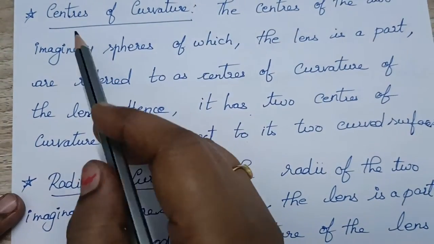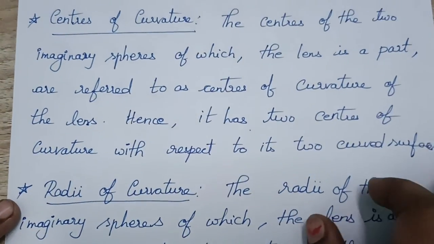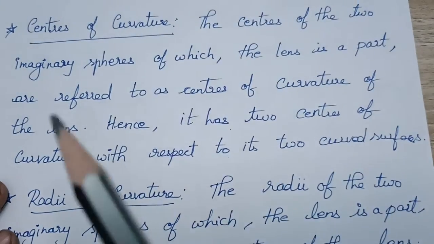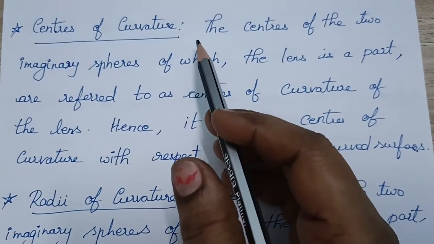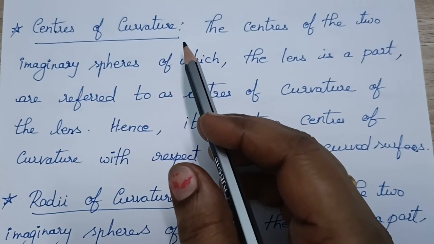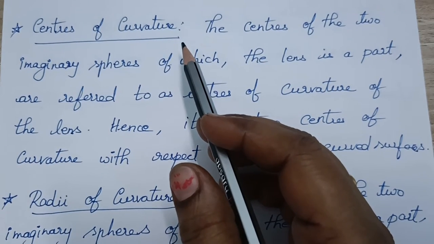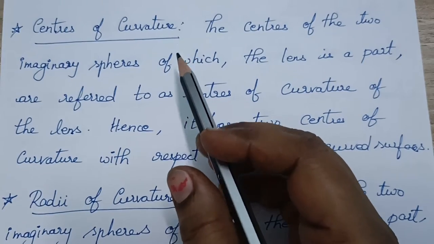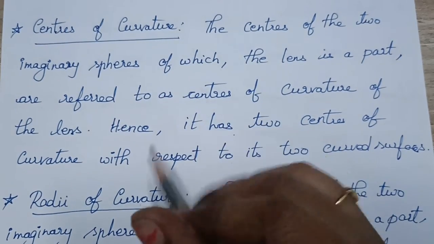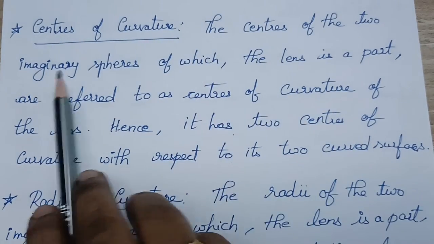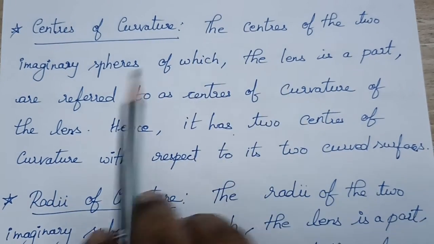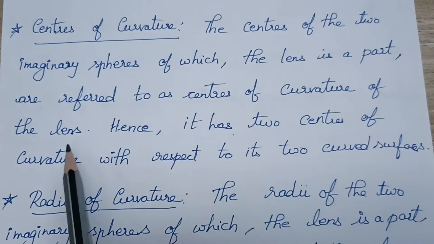Here I have mentioned centers of curvature, right? Centers means it is plural, that means it has two centers. The lens has two centers because it is bounded by two surfaces, so it will have two centers of curvature. The centers of the two imaginary spheres of which the lens is a part are referred to as the centers of curvature of a lens. Hence, it has two centers of curvature with respect to its two curved surfaces.